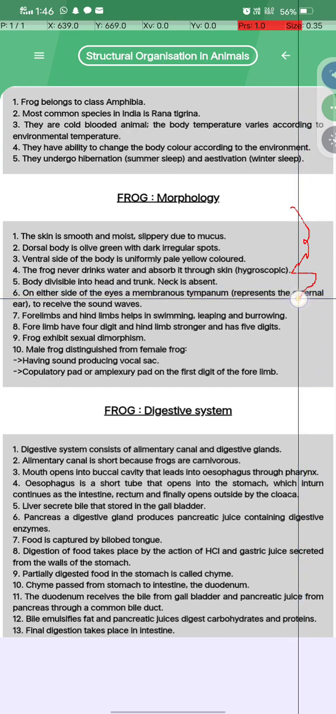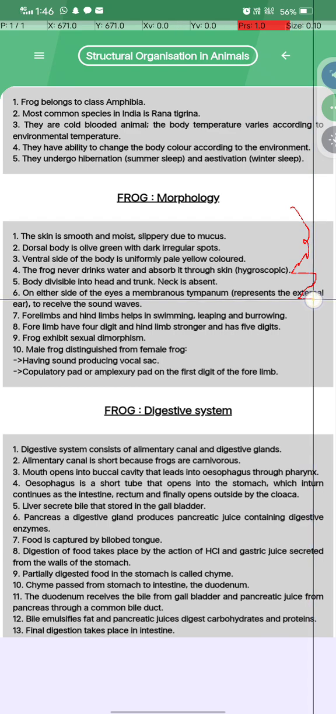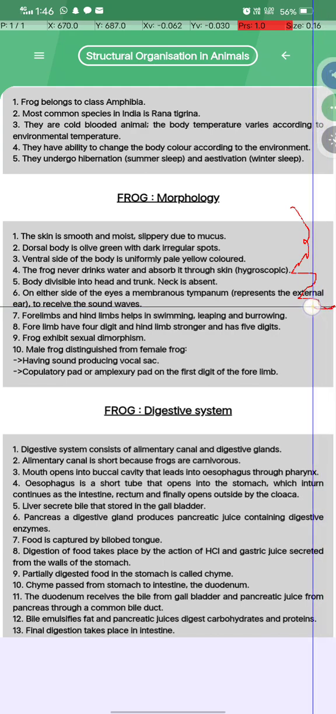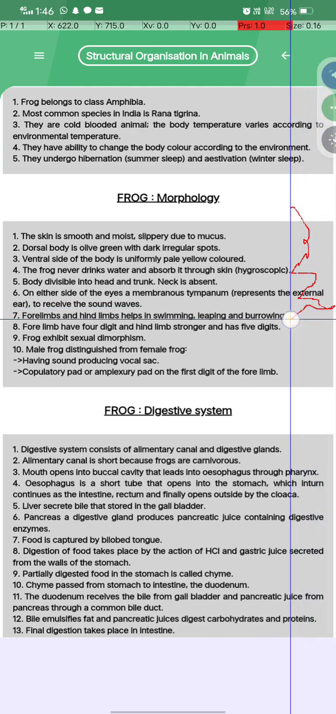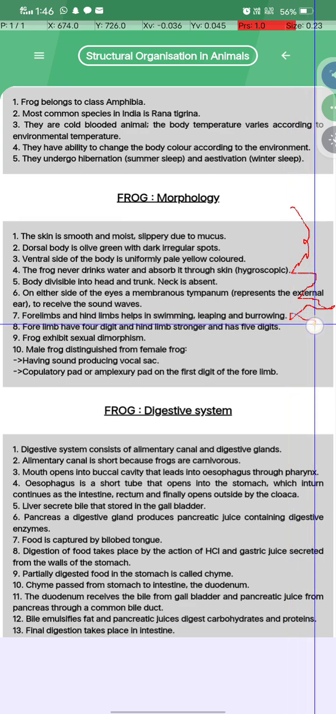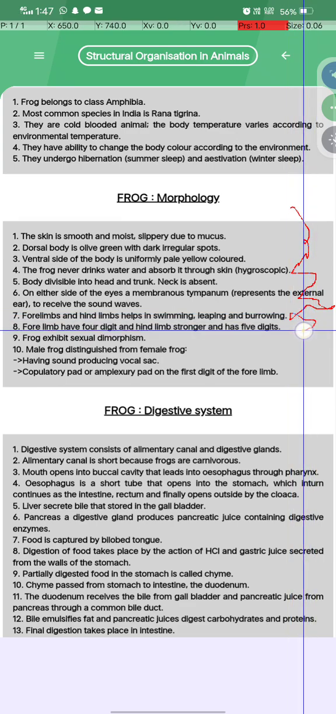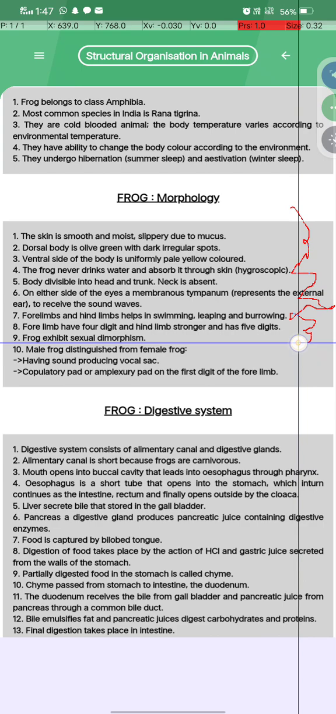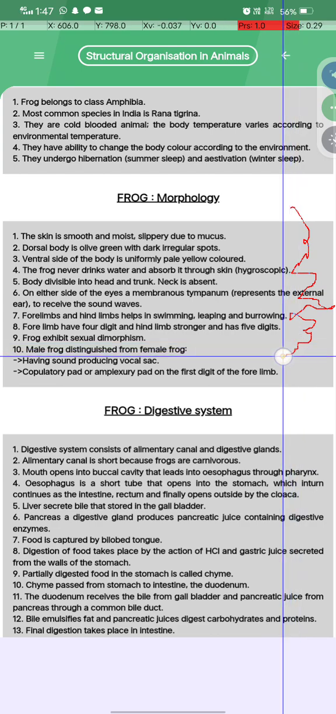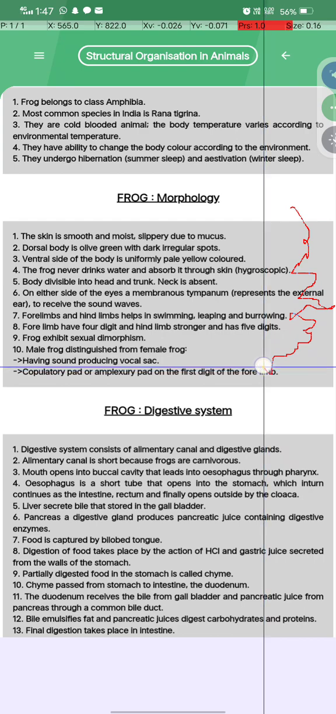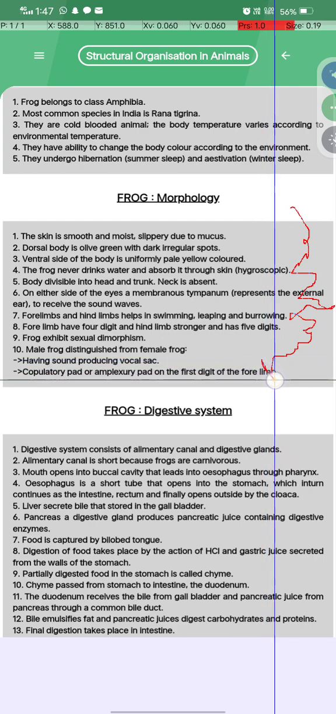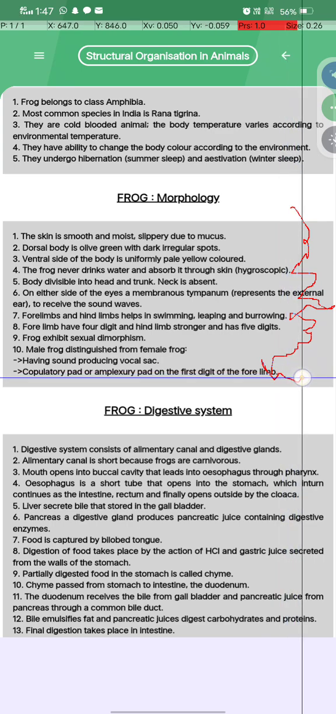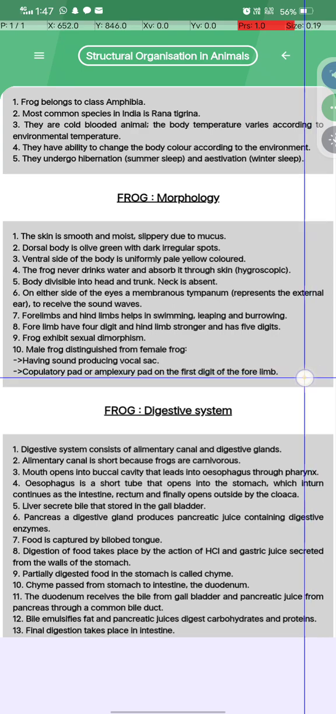On either side of the eyes, a membranous tympanum represents the external ear and receives sound waves. Forelimbs and hind limbs help in swimming, leaping and burrowing. Forelimbs have 4 digits, and the hind limbs are strong and have a fifth digit. Frog exhibits sexual dimorphism. The male frog is distinguished from the female by having sound-producing vocal sacs and a copulatory pad on the first digit of the forelimb.